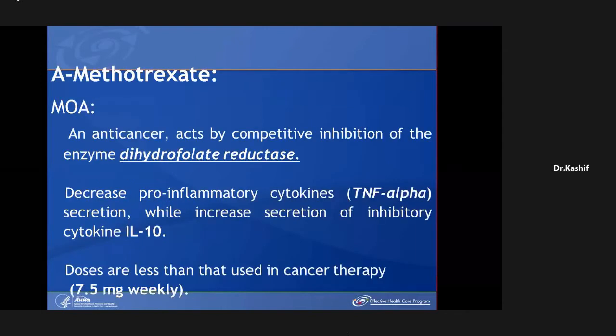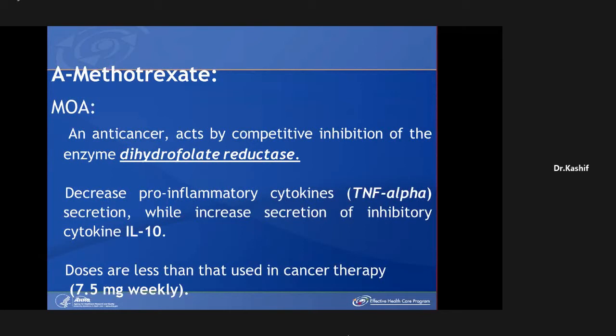Now we come to discuss them individually. For example, methotrexate, I told you that it's an anti-cancer drug. The main function of this drug is to inhibit an enzyme known as dihydrofolate reductase. Usually this drug is given for rapidly proliferating cells, where the cells are dividing quickly. You can stop their proliferation by inhibiting this enzyme. But here, the dose is also important. In chemotherapy, the dose is very high. In the DMARDs, the dose is low.